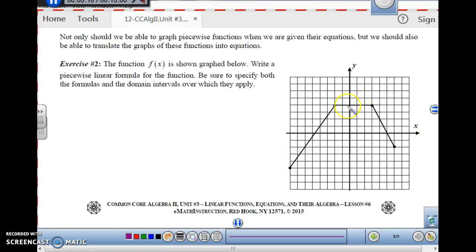We actually have three pieces here. So we have three functions. F of x is going to have three different values. So I make my big bracket here. Let's look at our domain intervals that we have.